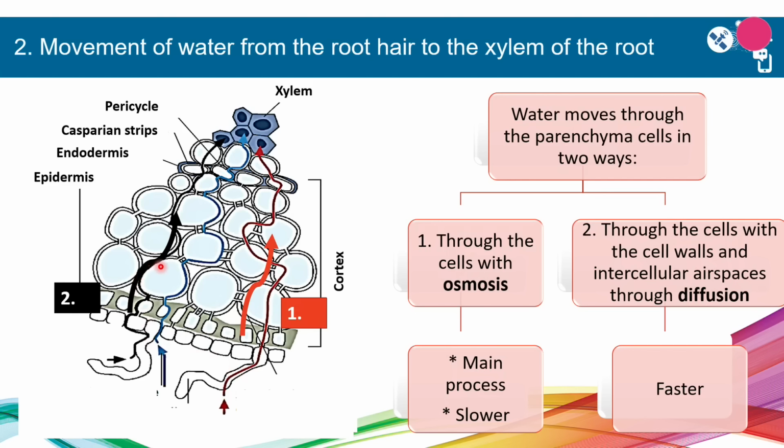So it doesn't pass to the inside of the cell, it just moves through diffusion along the cell walls into an intercellular airspace, and those are basically the two ways in which water can move until it reaches the endodermis. Then we have a different story.